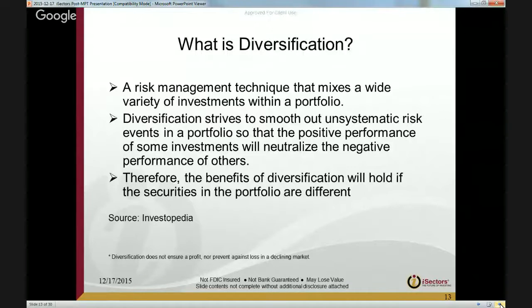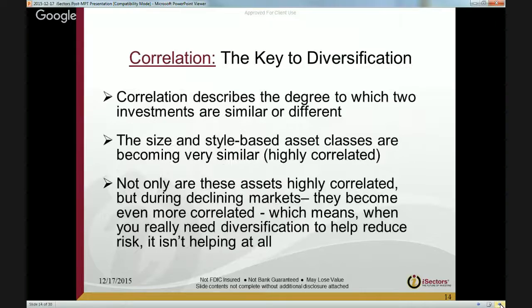Therefore, the benefits of diversification will only hold true in a portfolio if the investments that make up the portfolio are truly different. What is the key to diversification? Correlation. As you know, correlation describes the degree to which two investments are either similar or different.